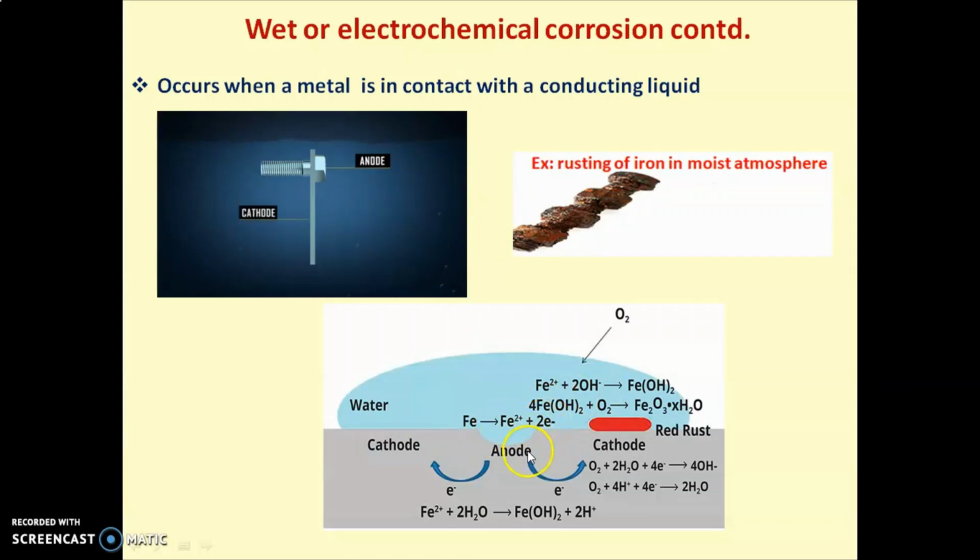Now these liberated electrons move to the cathode on both sides. Once the electrons reach here, they react with the oxygen and water, giving rise to hydroxyl ion. So at cathode hydroxyl ion and at anode ferrous ion both react and give rise to ferrous hydroxide. Again it reacts with the oxygen to give rise to hydrated ferric oxide, which is nothing but your rust over the metal. The red appearance is rust.